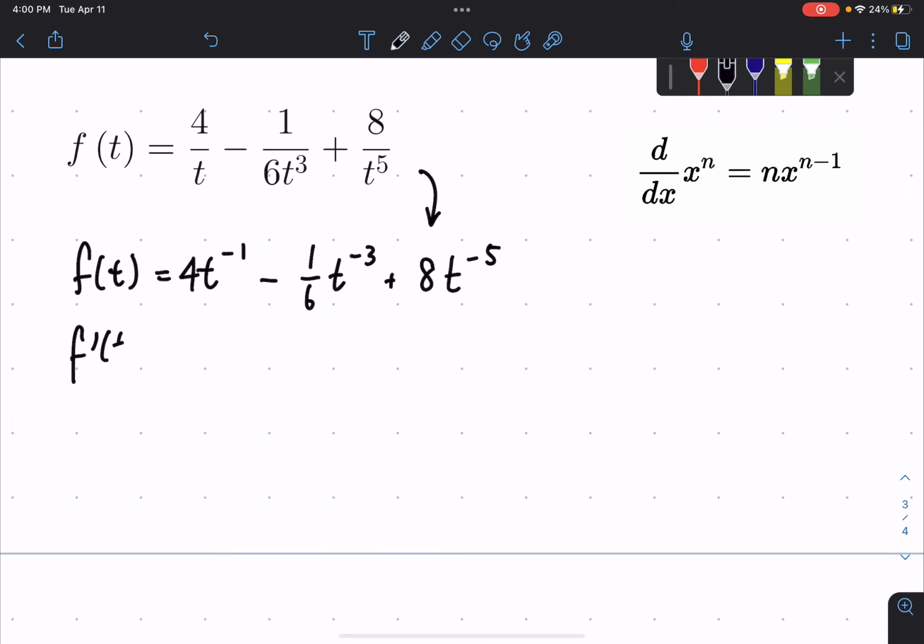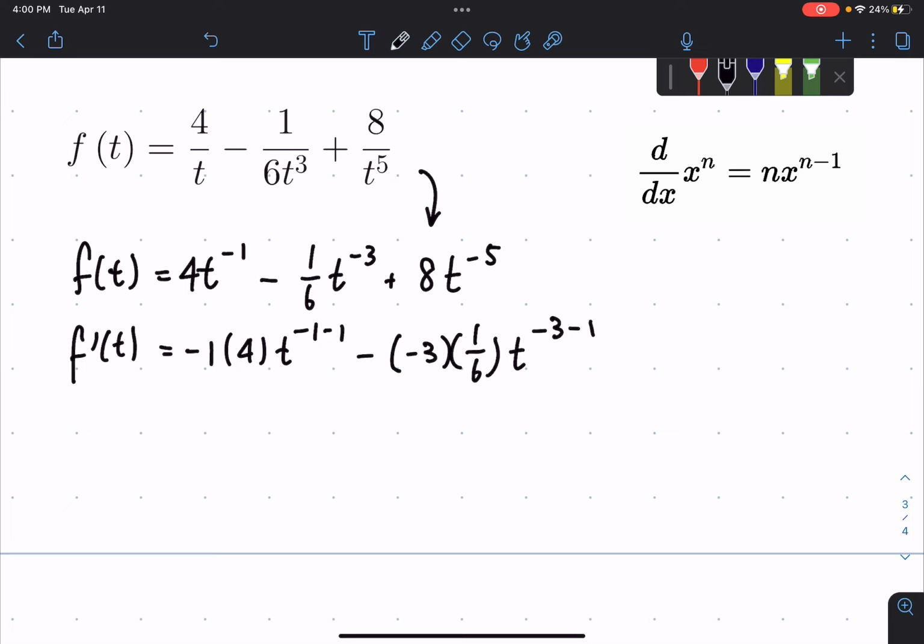Now we can differentiate this with the power rule. I think you guys should be good at this by now. So negative 1 times 4 times t to the power of negative 1 minus 1, subtracted by negative 3. Make sure you don't get your signs mixed up here. There's a lot of negatives. Times 1 over 6 times t to the power of negative 3 minus 1, plus negative 5 times 8 times t to the power of negative 5 minus 1.